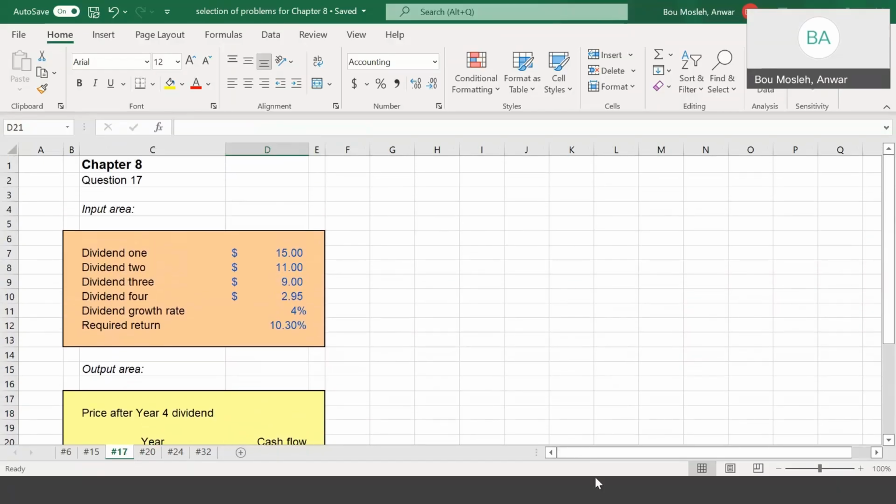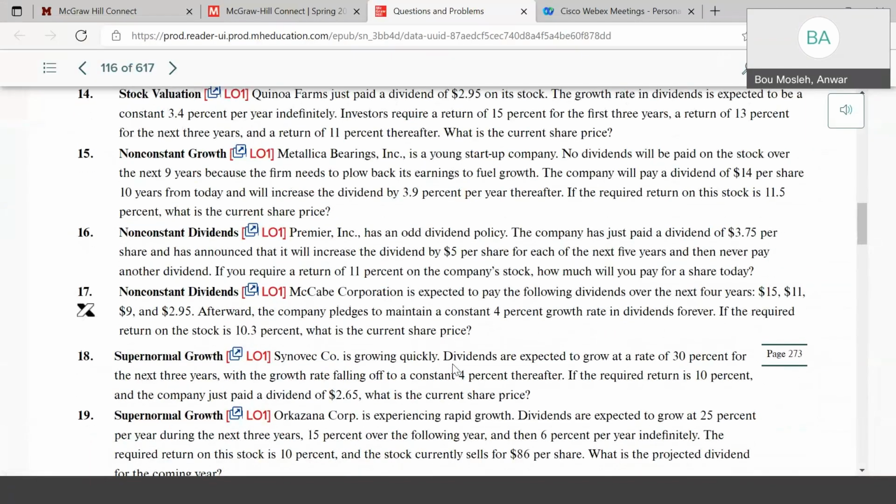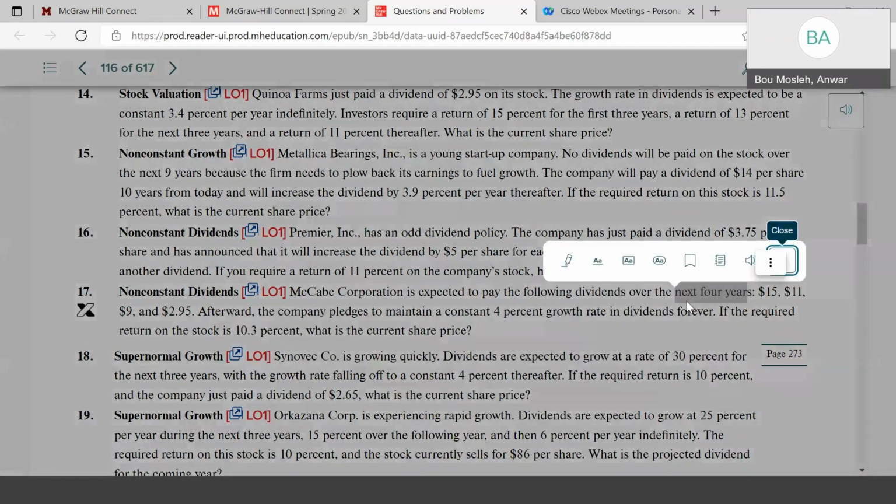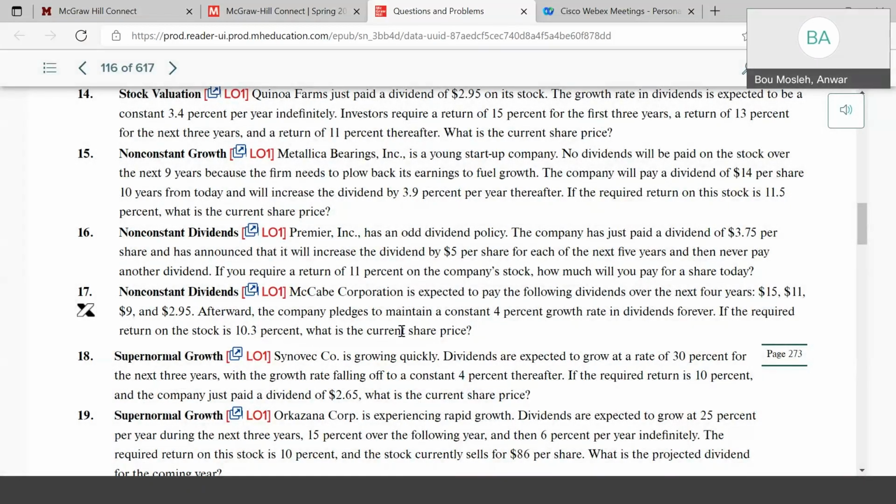Number 17. Okay, number 17. So this company is expected to pay the following dividends over the next 4 years: 15, 11, 9, and 2.95. So every year for 4 years, starting year 1, I guess, because it's the next 4 years. So starting 1, 2, 3, and 4. Then afterwards, the company pledges to maintain a 4% growth rate, and we're given a required return of 10.3%. What's the current share price?